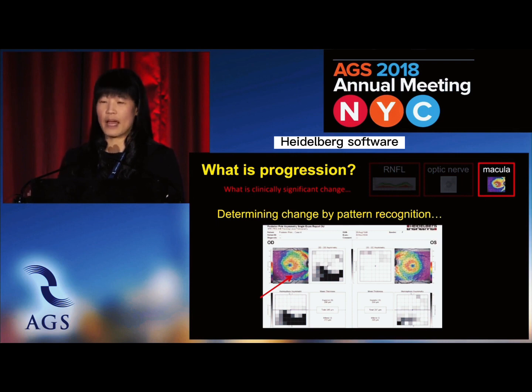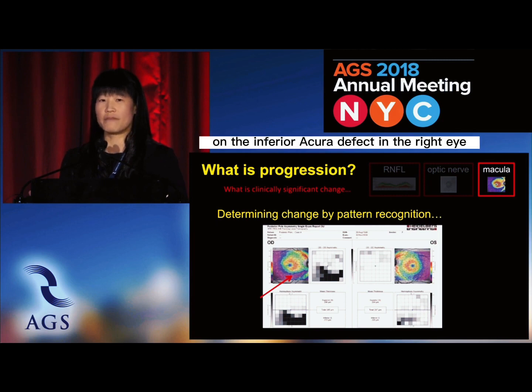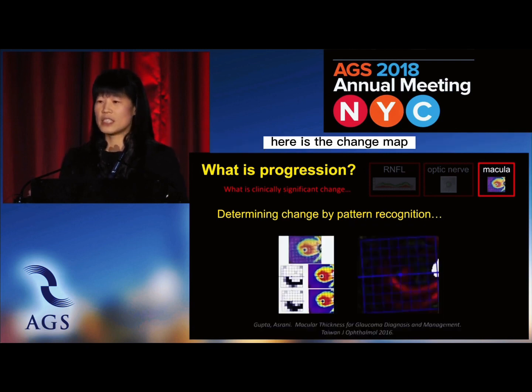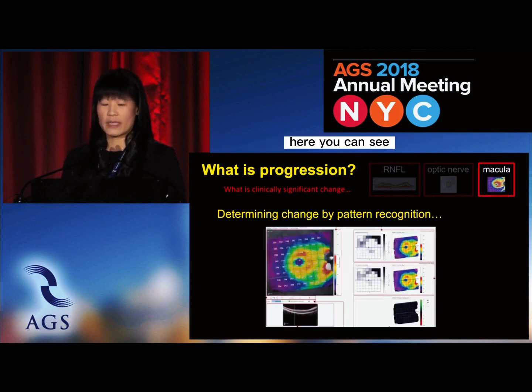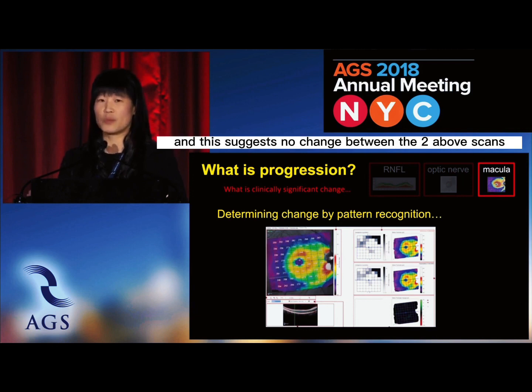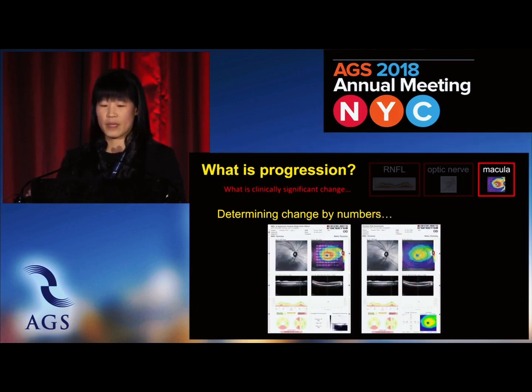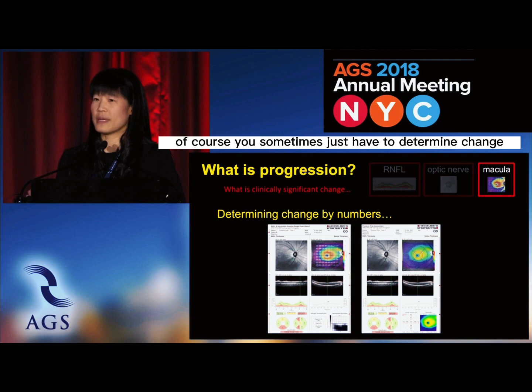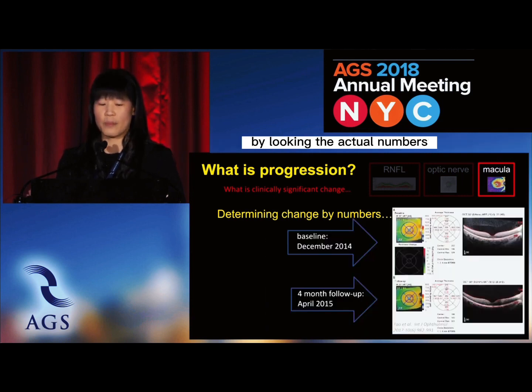And again, the Heidelberg software gives us some pattern recognition. Here you can see it helps us to focus on the inferior arcuate defect in the right eye, which is greater than the inferior arcuate defect in the left eye. Here's the change map where you can see the red area suggesting possible change in the inferior arcuate region. Here you can see the change map is just purely black, and this suggests no change between the two above scans. And then lastly, of course, you sometimes just have to determine change by looking at the actual numbers.